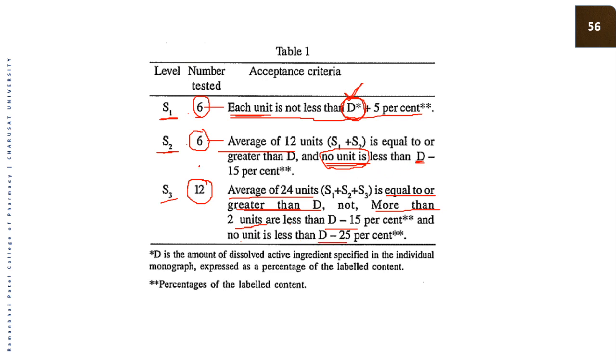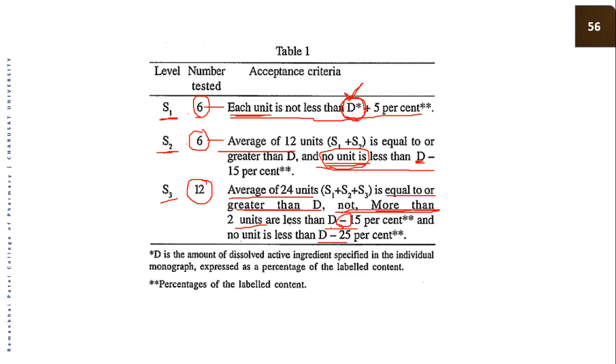So the difference between stage 2 and stage 3 acceptance criteria is this: the average of 12 units should be equal to or greater than D, and here similarly the average of 24 units should be equal or greater than D. But in the rest of the acceptance criteria in stage 2, none of the units should be less than 15% of the allowed limit, while in stage 3 some relaxation is given up to 2 units, not more than 2 is written here. So up to 2 units it is acceptable if the percentage of amount dissolved is up to 15% at the lower side.